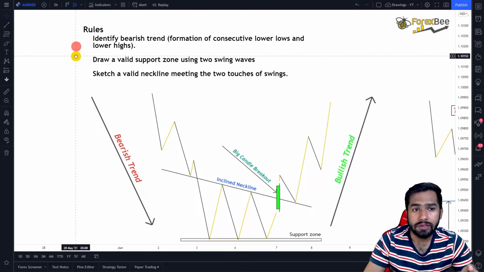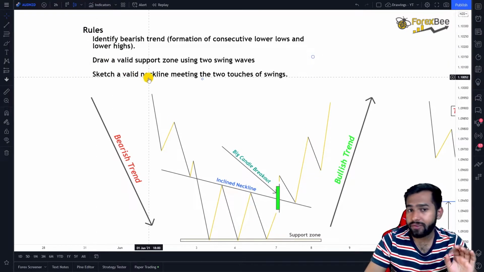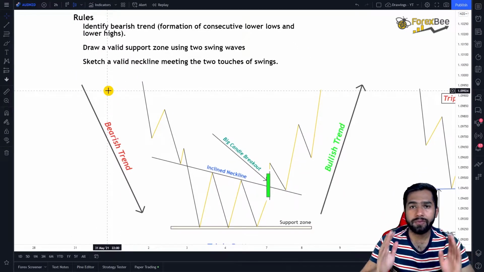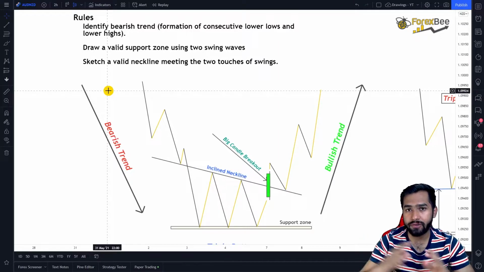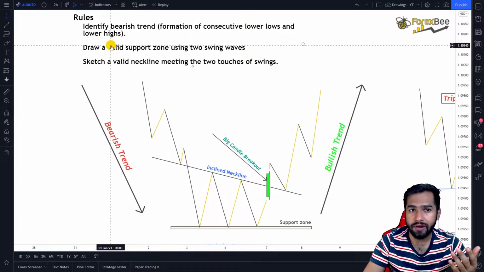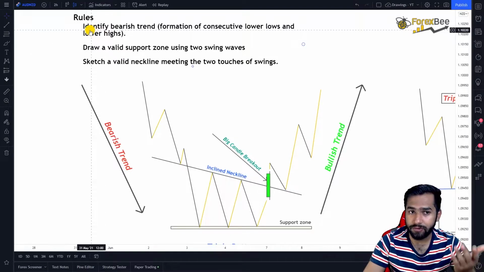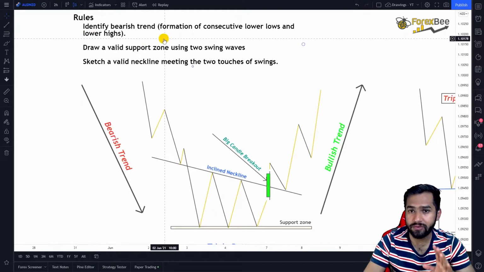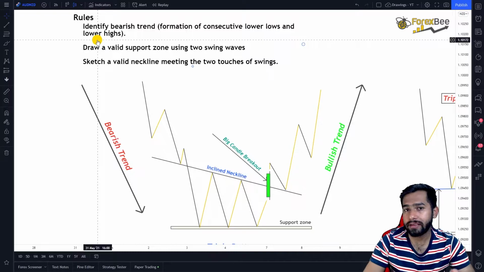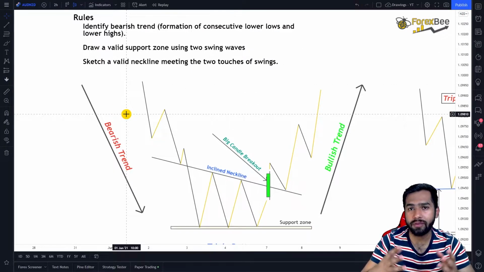So first of all, the first rule is identify a bearish trend. The triple bottoms pattern is a bullish reversal chart pattern. What this means is that the prior trend before the formation of triple bottom is in the bearish direction. After the formation of this triple bottoms pattern, the bullish trend starts. So the prior trend should be bearish. So first rule is identify a bearish trend, formation of consecutive lower lows and lower highs. That means that currently the trend in the market is bearish.